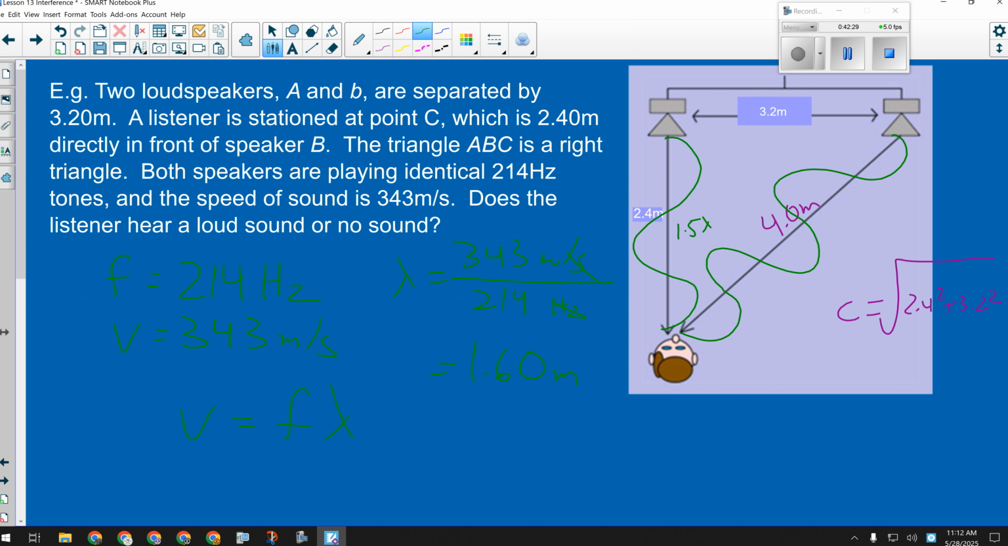Okay, I wouldn't suggest you end up drawing this. I would just do this. There are 2.5 wavelengths here. There are 1.5 wavelengths here. 2.5 minus 1.5 is 1. It's a whole number. If it's a whole number, they're in phase. This person hears a loud sound. Okay? The last operation I'd be looking for you to do would be that.